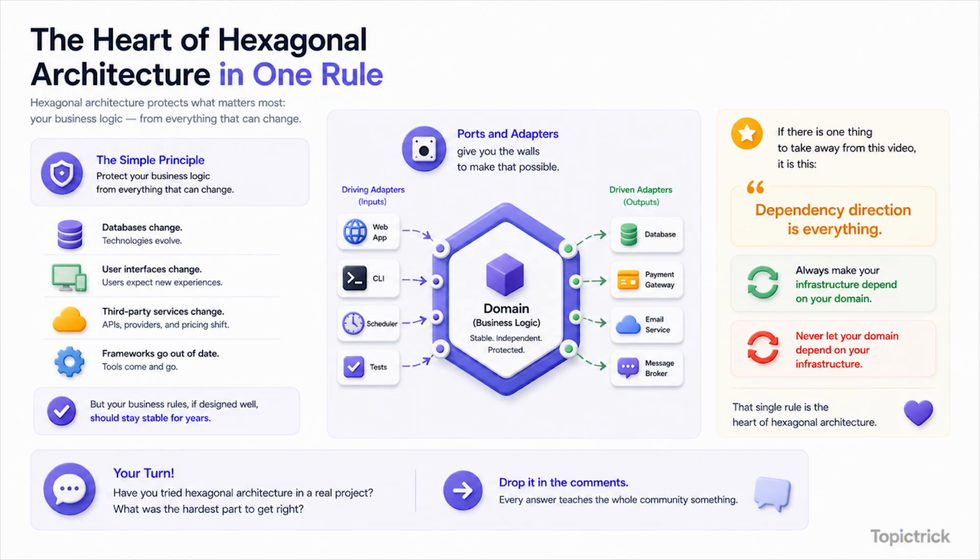Hexagonal architecture is one of those ideas that sounds complicated but is built on a very simple principle. Protect your business logic from everything that can change. Databases change. User interfaces change. Third-party services change. Frameworks go out of date. But the rules of your business, if you design them well, should stay stable for years. Ports and adapters give you the walls to make that possible. If there is one thing to take away from this video, it is this: dependency direction is everything. Always make your infrastructure depend on your domain. Never let your domain depend on your infrastructure. That single rule is the heart of hexagonal architecture.